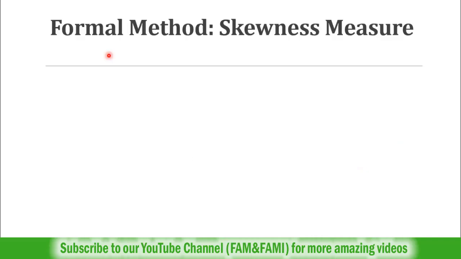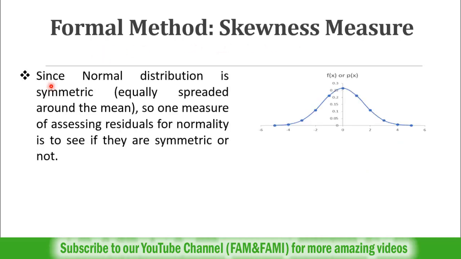So we have discussed the two informal methods. Now let's move to the formal method. The first one is using skewness measure. Since normal distribution is symmetric, that is equally spread around the mean, one measure of assessing residuals for normality is to see if they are symmetric or not.